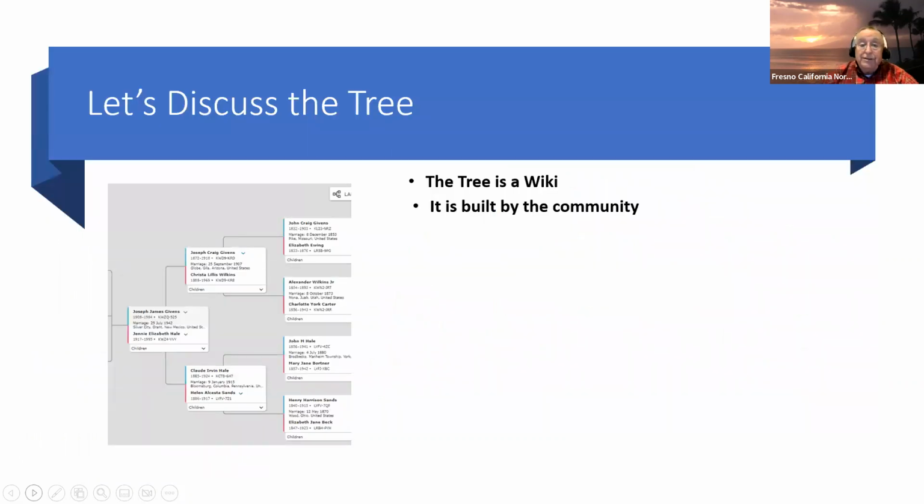Okay, in a little more detail, basically this tree is a wiki. You might not think of it as that, but truly it actually is a wiki. Wikis are essentially community-built databases. Wikipedia is a wiki. The FamilySearch Research Wiki is a wiki. And Family Tree is a wiki because we build it together. Collaboration is the key to how this works.